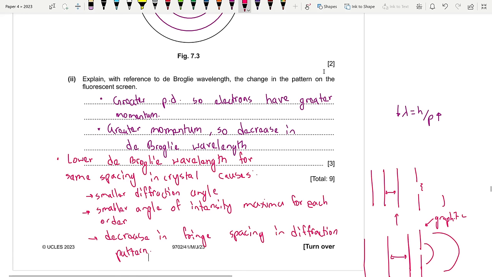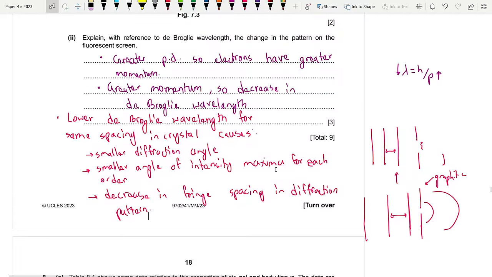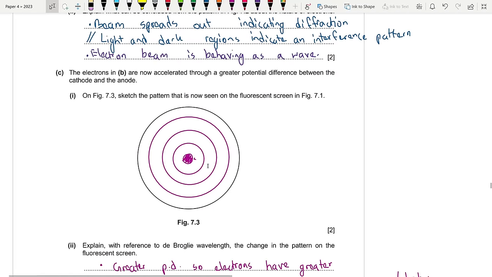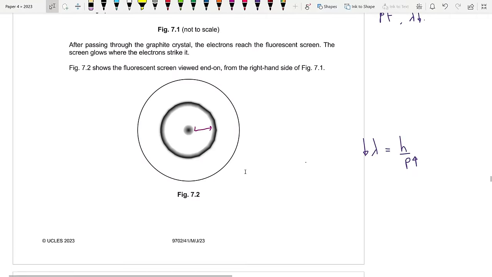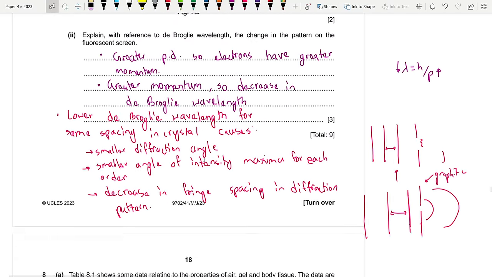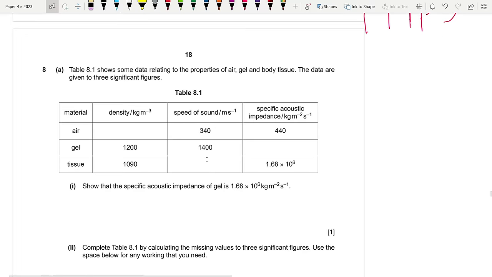So let me tell you the answer again. Due to the higher PD, electrons have greater momentum, which leads to a lower de Broglie wavelength. And this lower de Broglie wavelength with the same spacing in the graphite crystal causes a decrease in the fringe spacing in the diffraction pattern. That's essentially what happened over here, okay? And you didn't need to draw so many, as I've told you before, but it's fine if you draw more. Ultimately, more patterns would be produced, right? Due to the smaller wavelength. Anyway, moving on to question number 8.